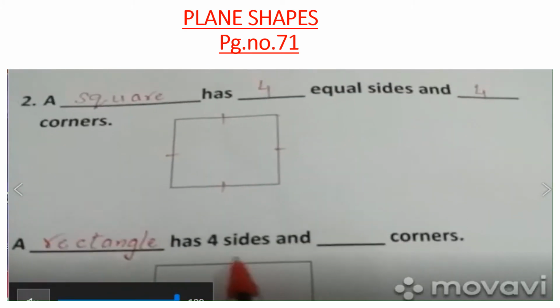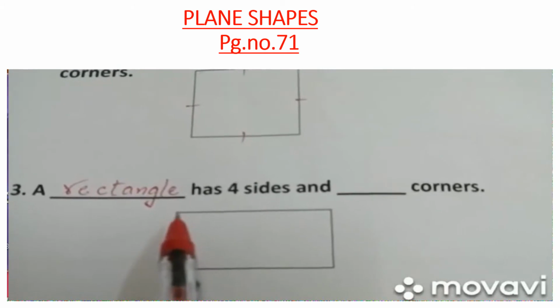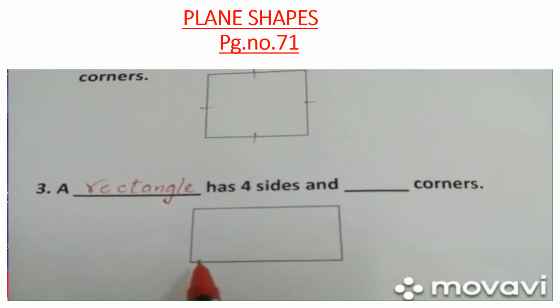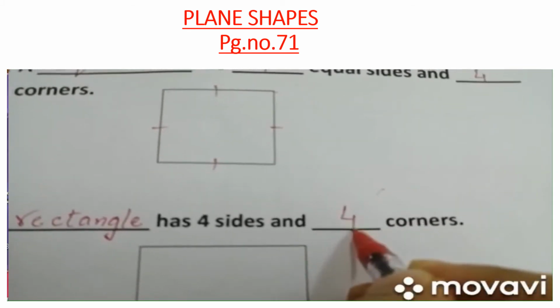R-E-C-T-A-N-G-L-E. Okay. Rectangle has 4 sides and how many corners? Count the number of corners. 1, 2, 3 and 4. So we will write here 4.